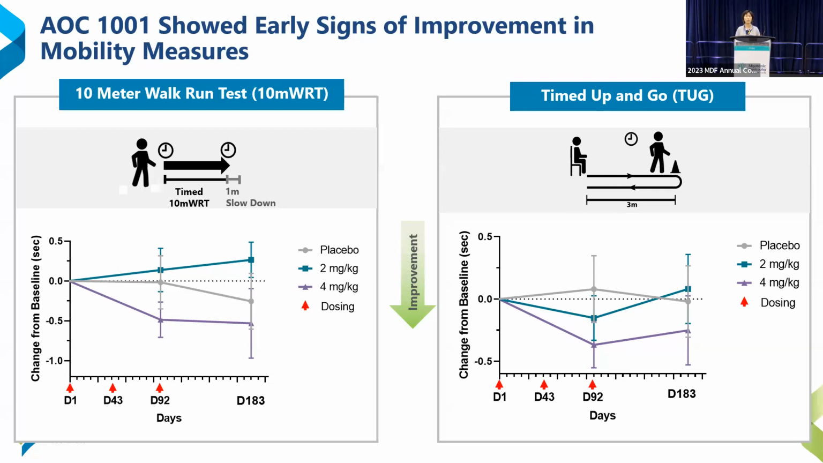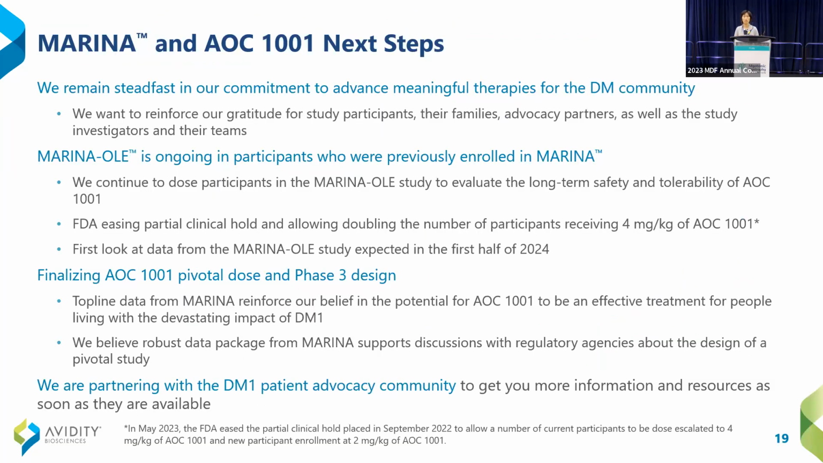You can see that for the 4 milligram per kilogram cohort, again, we're seeing a trend toward improvement, even as short as a 6-month treatment period. So in summary, our top-line data from MARINA reinforce our belief in the potential for AOC 1001 to be an effective treatment for people living with the devastating impact of DM1. We believe the robust data package from MARINA supports a discussion with regulatory agencies about the design of a pivotal study.